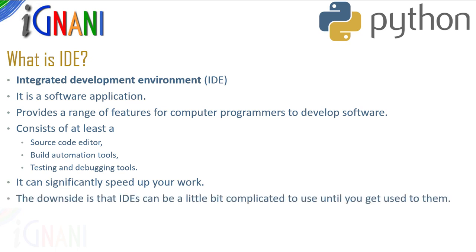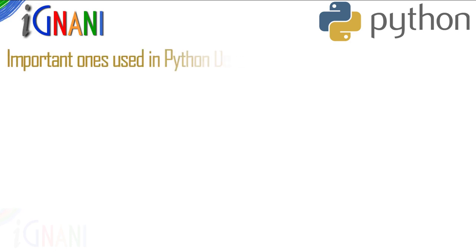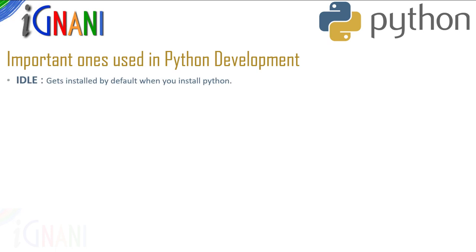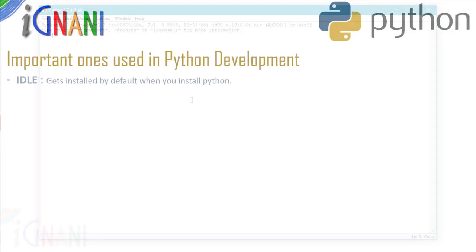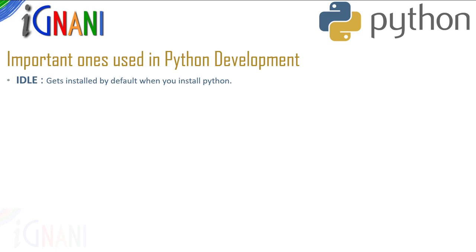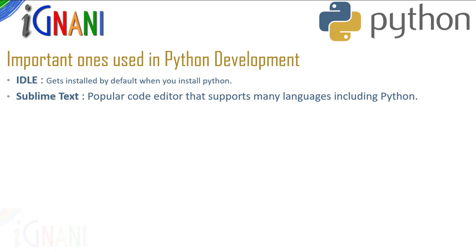However, the downside is that IDEs can be a little bit complicated to use until you get used to them. There are a lot of IDEs available to develop software using Python. Some of them are like IDLE, the one which you see here. This gets installed by default when you install Python. If you followed my previous video and installed Python, then IDLE should be there on your machine as well. Sublime Text, which is a popular code editor that supports many languages including Python. It's fast, highly customizable, and has a huge community behind it.